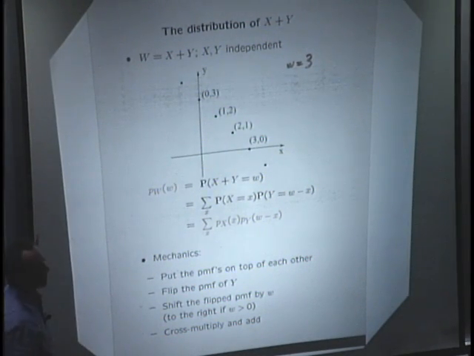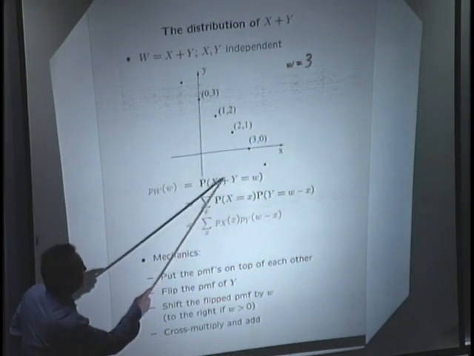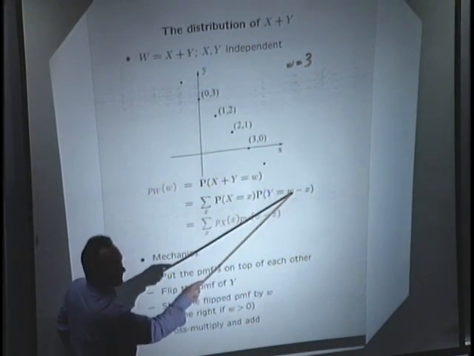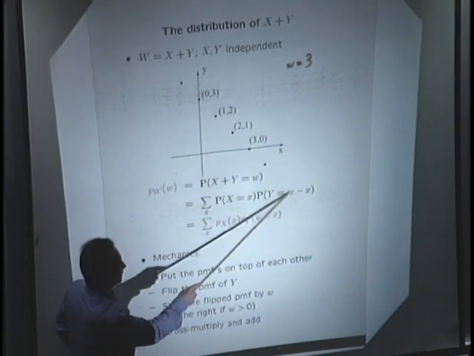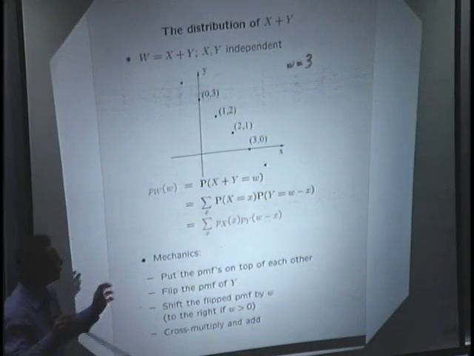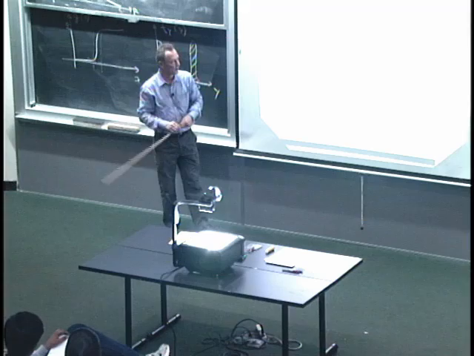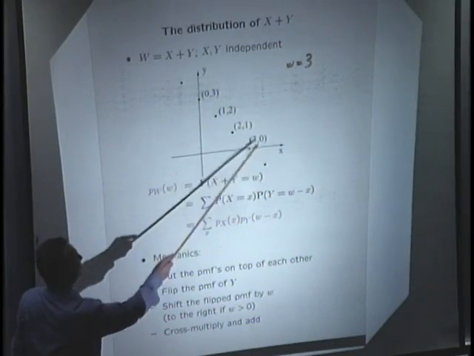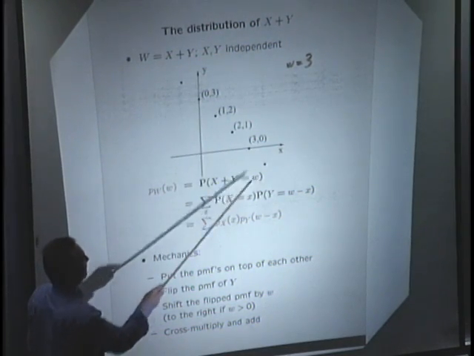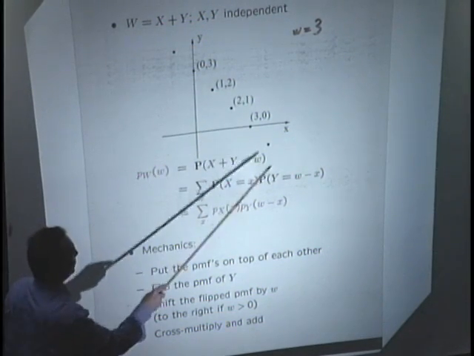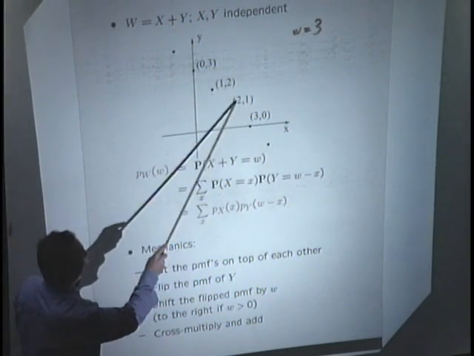What is a typical point in this picture? In a typical point, the random variable X takes a certain value, and Y takes the value that's needed so that the sum is equal to w. Any combination of an x with a w minus x gives you a sum of w. So the probability that the sum is w is the sum over all possible x's of the probability that we get a certain x, let's say x equals 2, times the corresponding probability that the random variable Y takes the value 1.